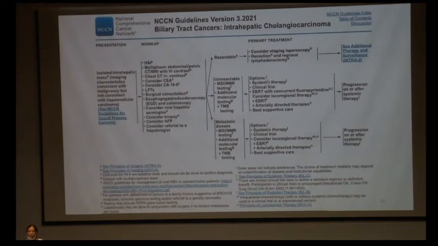The options range from systemic therapy, radiation therapy with chemotherapy, only locoregional therapy, which will include radiation therapy and arterially directed therapies like TACE or TARE. In metastatic disease, it's mainly systemic therapy and locoregional therapy as palliation.